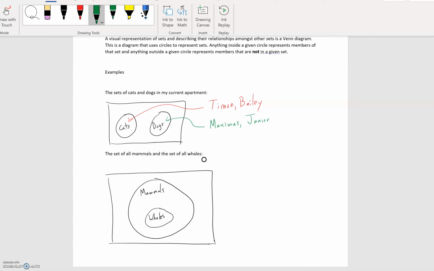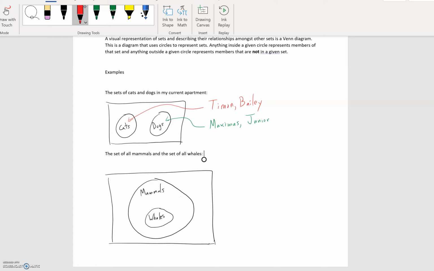Now, sometimes in these Venn diagrams, you have an overlap of these sets. Some sets will be entirely contained in another set. Like in the second example here, the set of all mammals and the set of all whales. So a whale is a mammal. If you're a whale, you're automatically a mammal. So that entire set of whales is inside the set of mammals. But not all mammals are whales, right?